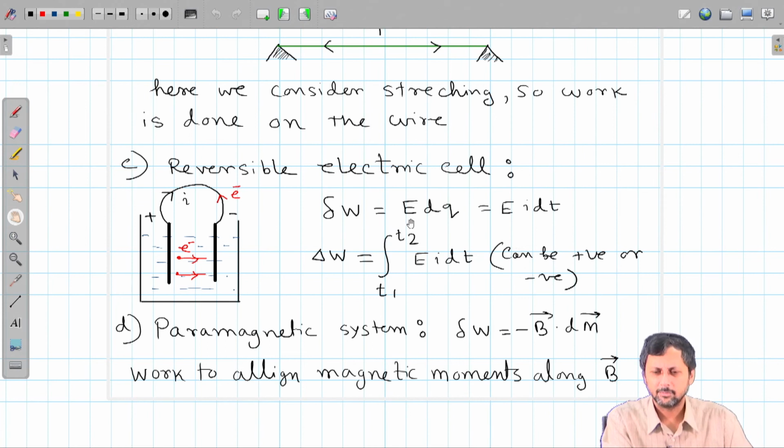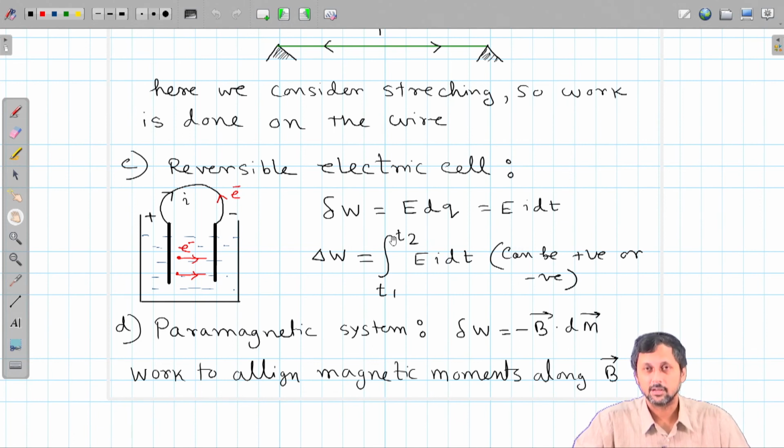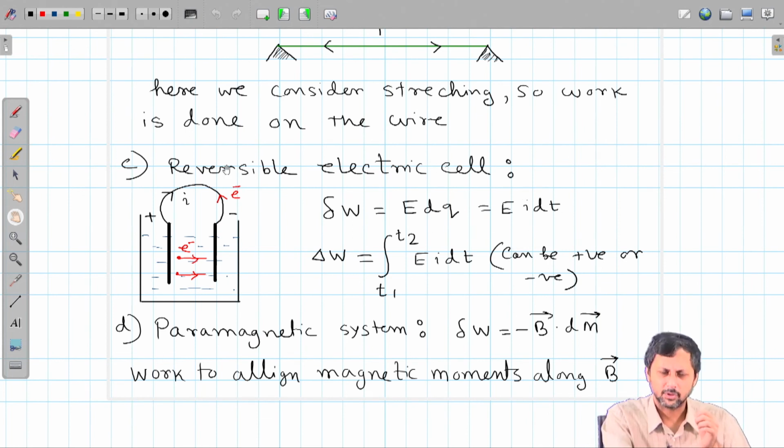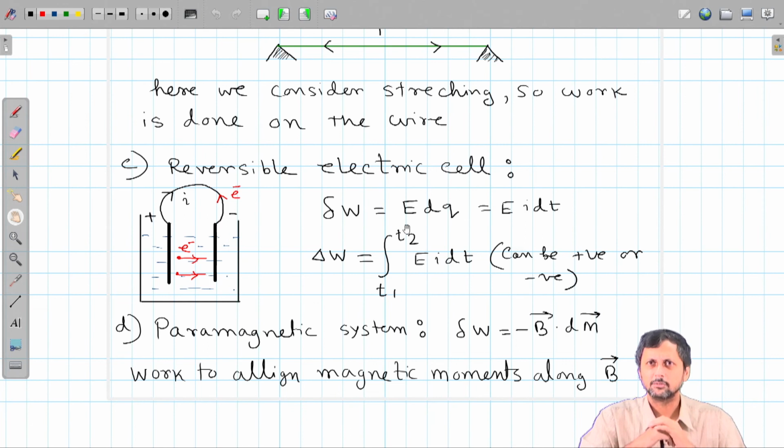E is the intensive parameter and q is the extensive parameter. Think about it, why one is extensive, one is intensive, and the product E dq, which is equivalent to E I dt, because I is equal to dq/dt essentially, I being the current flowing in the circuit. So, delta W is equal to the integral of E I dt from t1 to t2, t being the variable.